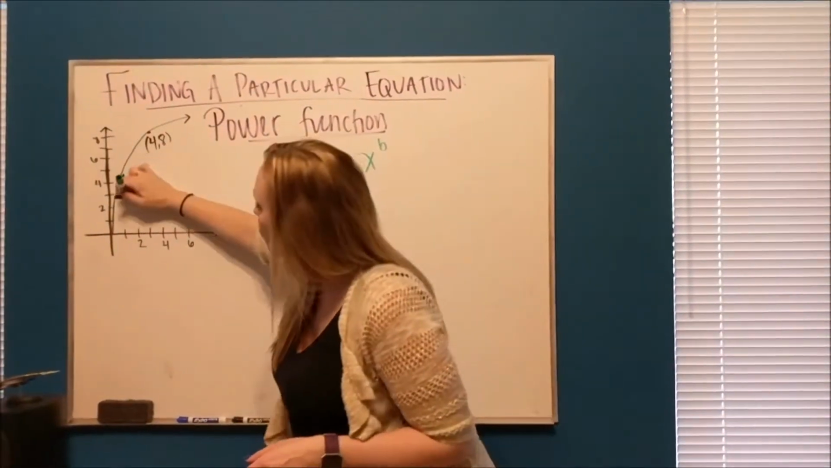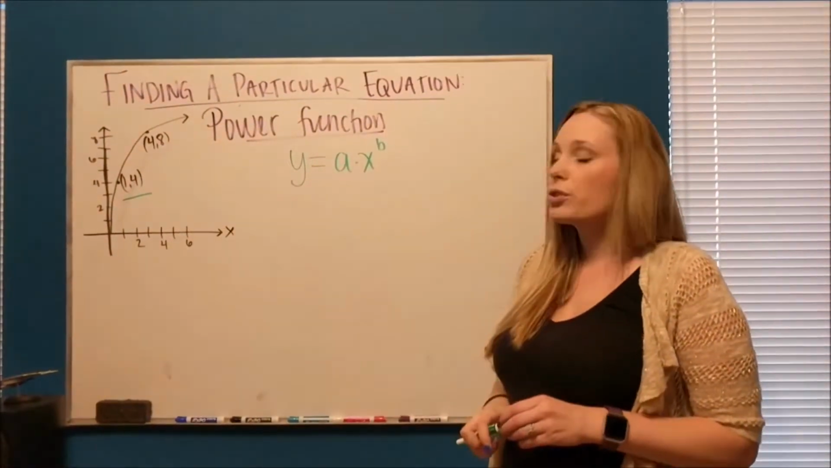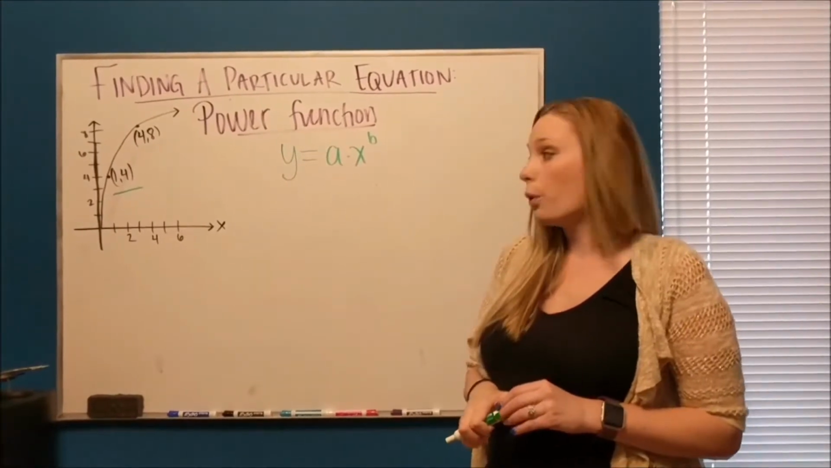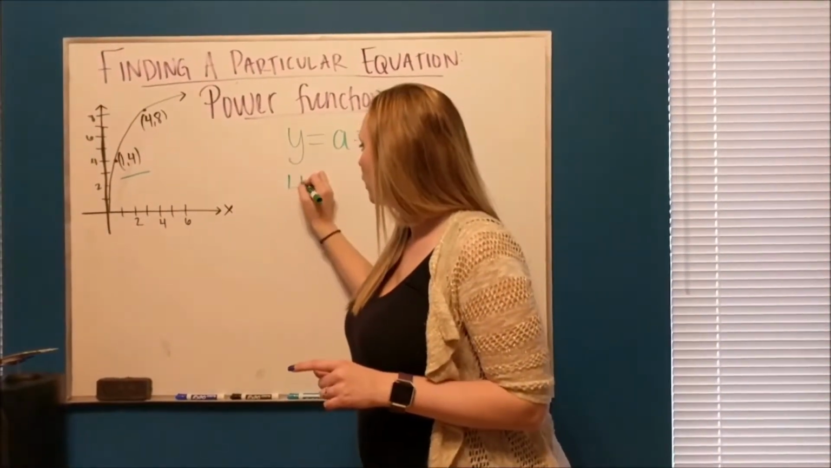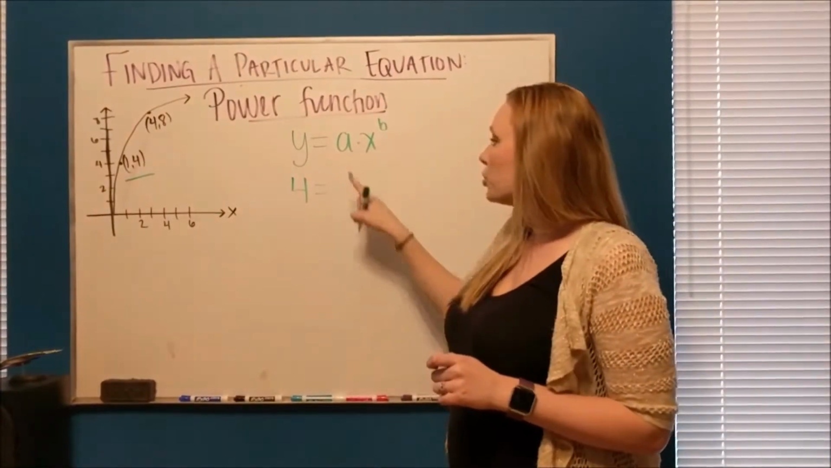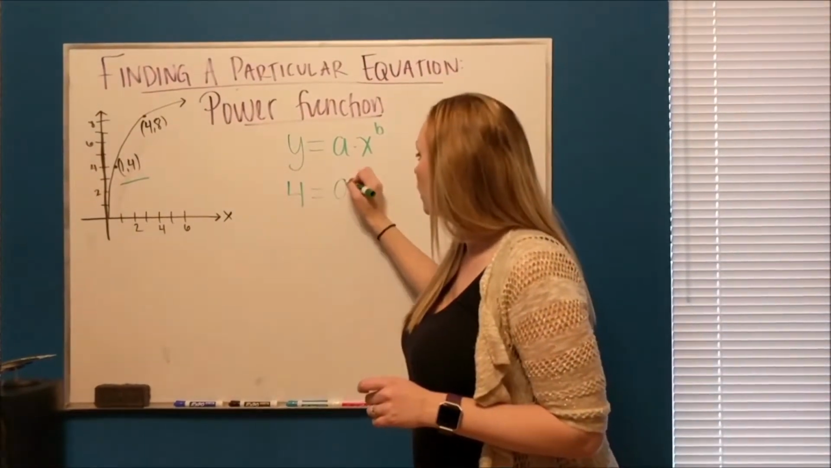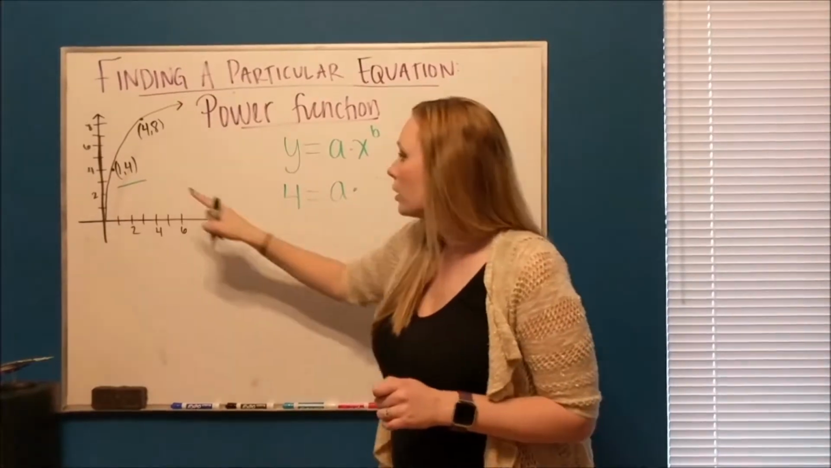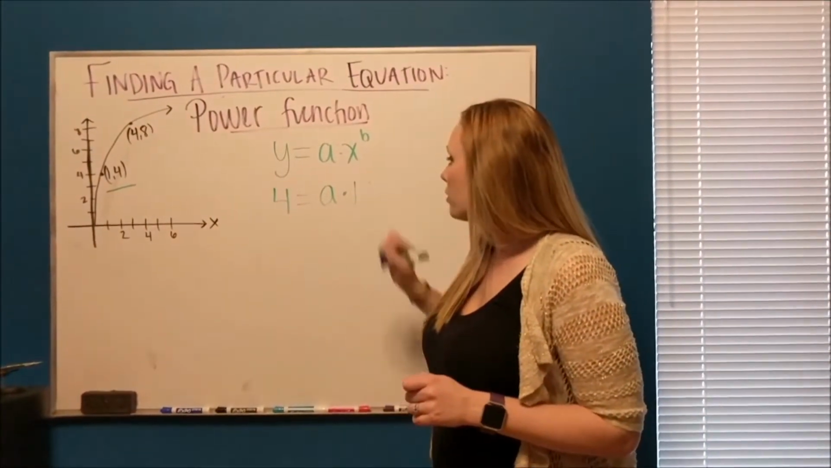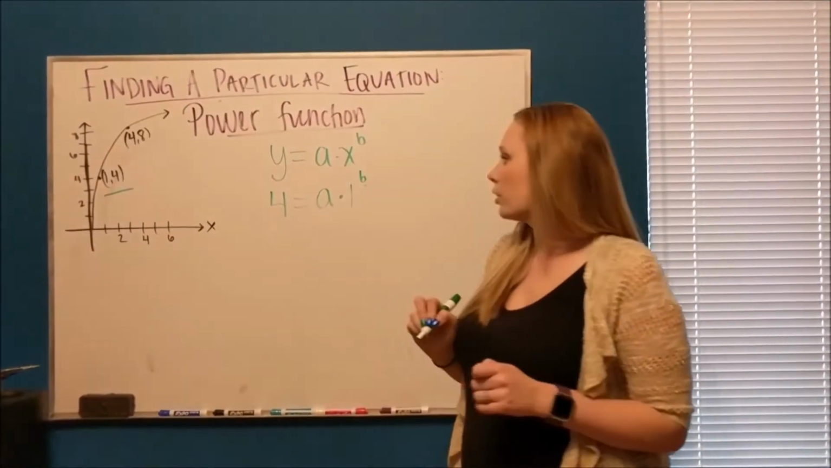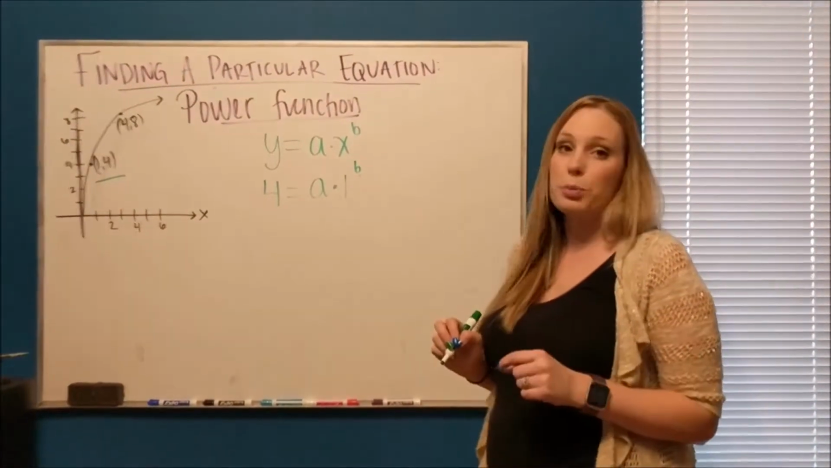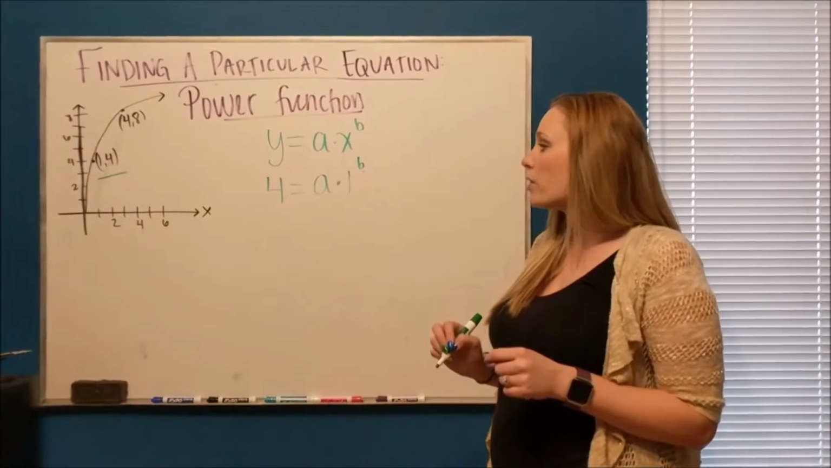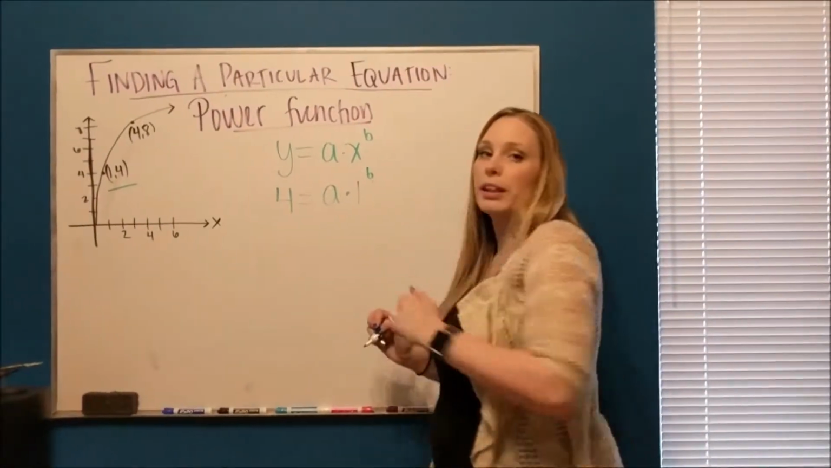So I'm going to take this first point and I'm going to plug those values in for x and y. So y equals 4 from the point. We don't know what a is, so this stays a. Times x, which is 1, to the power of b. We used our first point. We don't have enough information yet to solve for a and b.